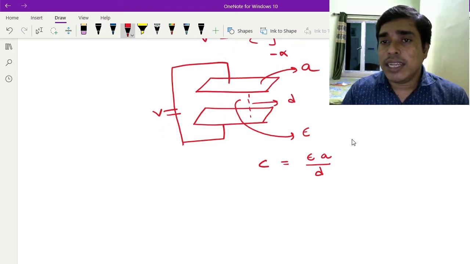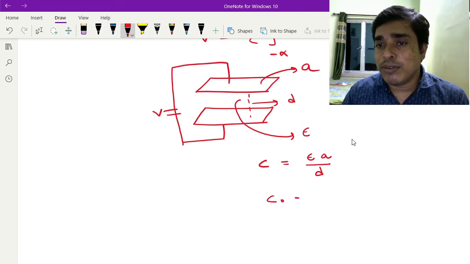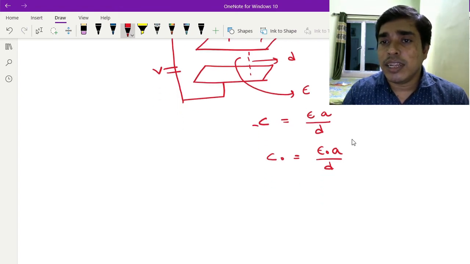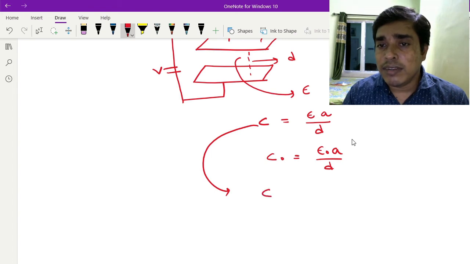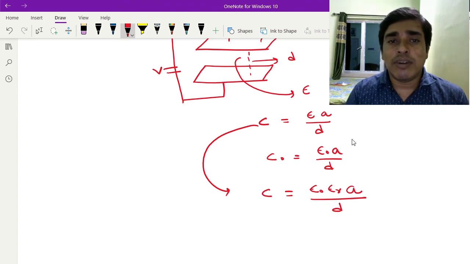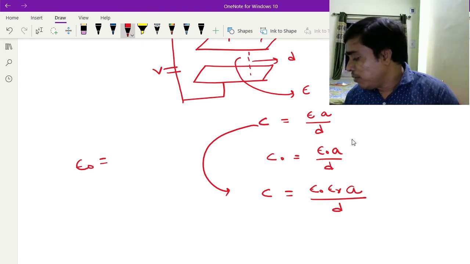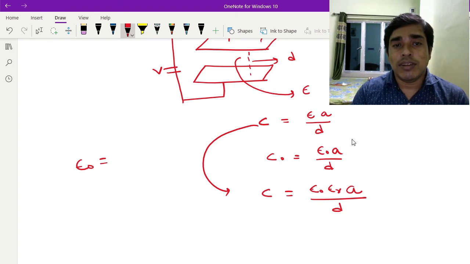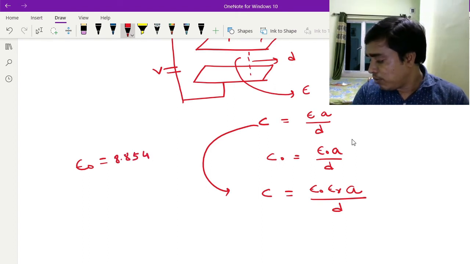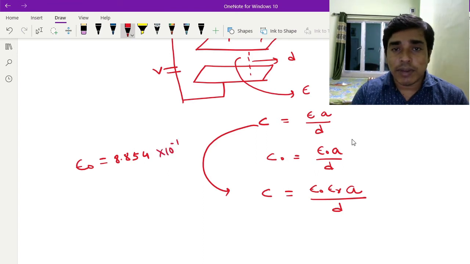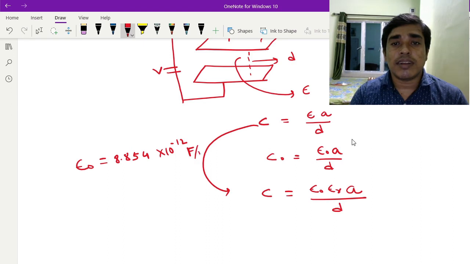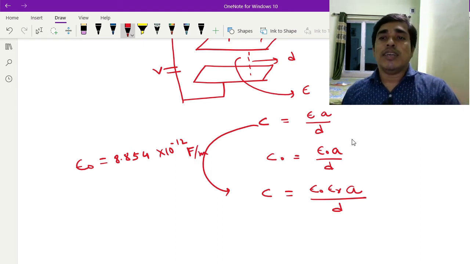If there is air or vacuum, then C0 equals epsilon 0 A by D. Or if we express it in terms of relative permittivity, it is epsilon 0 epsilon R into A divided by D. The value of epsilon naught, the permittivity of vacuum, is 8.854 into 10 to the power minus 12 farad per meter.